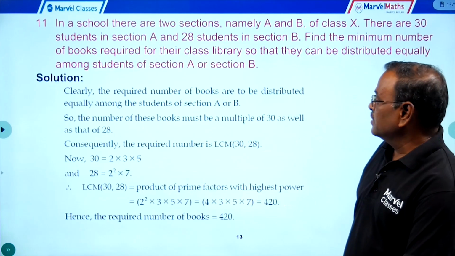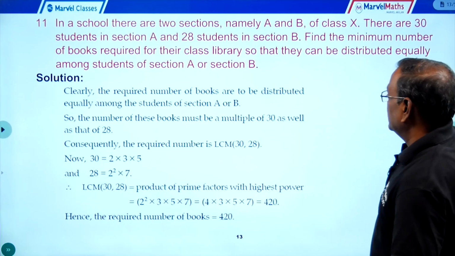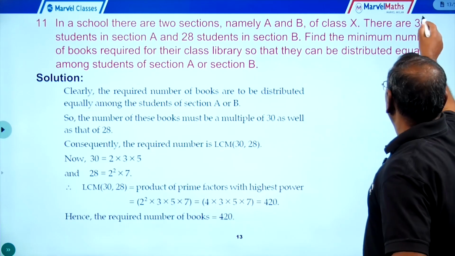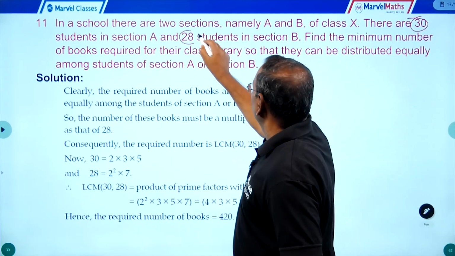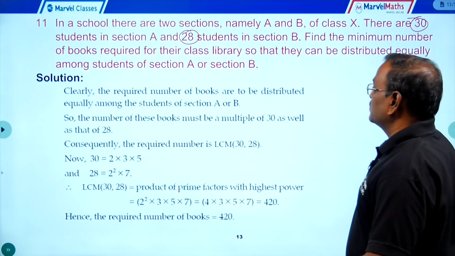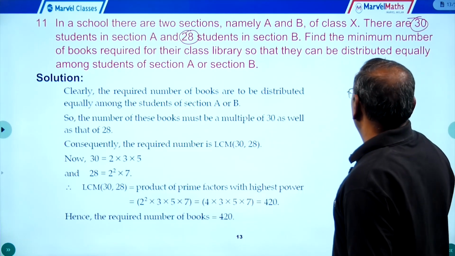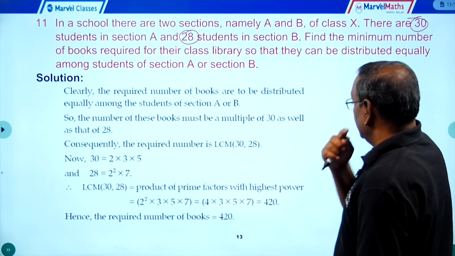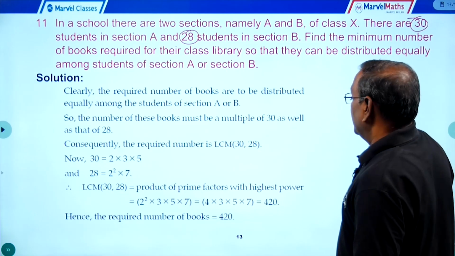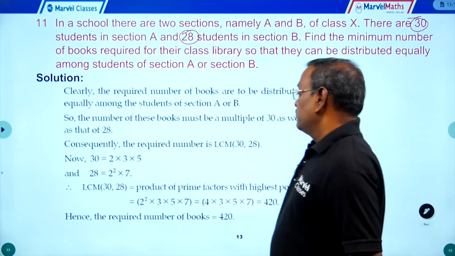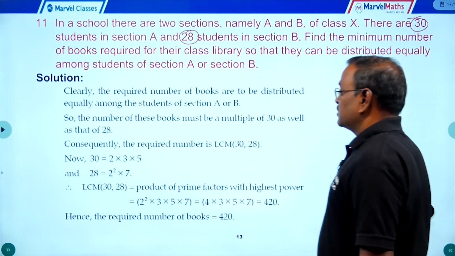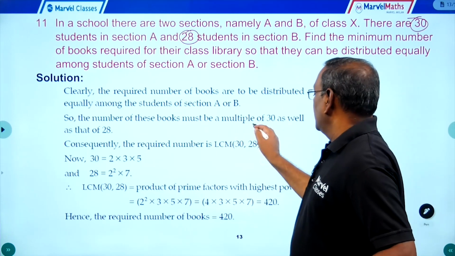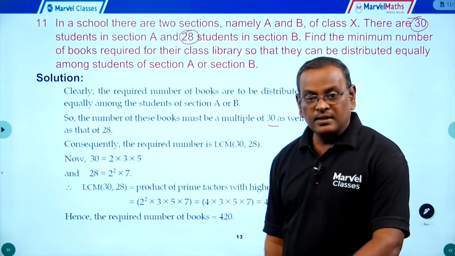And next model question, in a school there are two sections, namely A and B of class 10. There are 30 students in section A and 28 students in section B. Find the minimum number of books required for their class library so that they can be distributed equally among the students of section A or section B. First find the prime factorization of 30 and 28. Clearly the required number of books are to be distributed equally among the students of section A or section B. The number of books must be a multiple of 30 and that of 28.